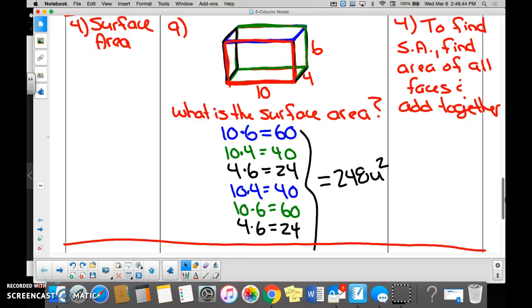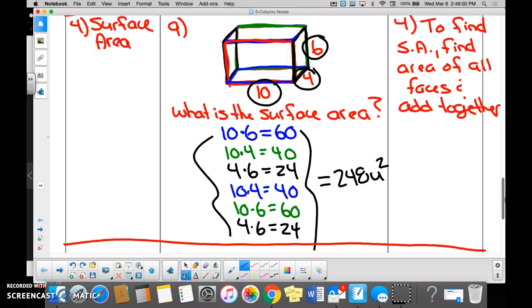I'm going to grab my blue marker. This area that I'm highlighting in blue is another one of the faces. Okay, I'm going to grab my black marker. I'm not going to do this for all, but right here, this is another face. And we're using these dimensions to calculate the area, which we did all of that down here. If you add 60 and 40 and 24 and 40 and 60 and 24, what is your total surface area? 248 units squared.